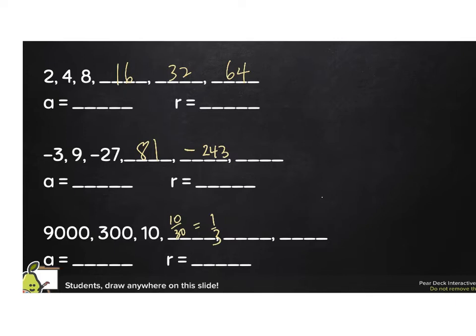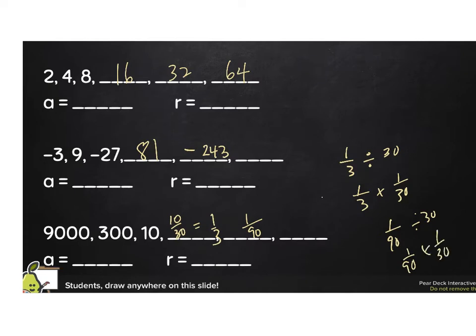And 1/3 divided by 30, well, I'm going to do that over here because I can't do it in my head apparently. So 1/3 divided by 30 is the same as 1/3 times 1 over 30, so 1 over 90. So the next one is 1 over 90. And then 1 over 90 divided by 30 is the same as 1 over 90 times 1 over 30, so 1 over 2700. So they're getting very small very quickly.